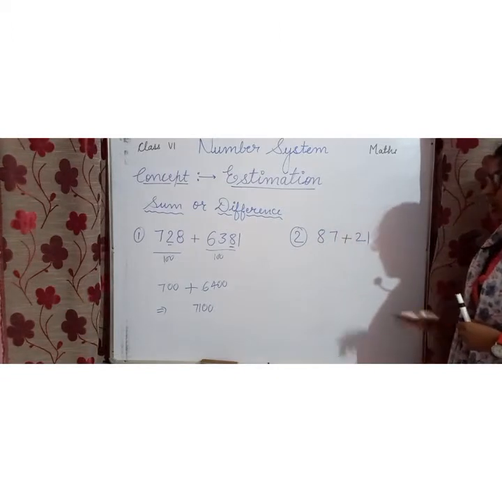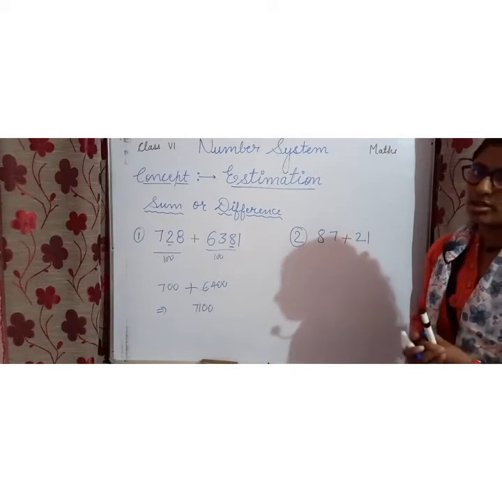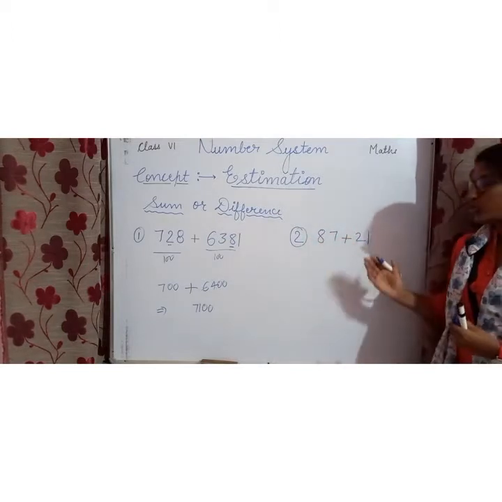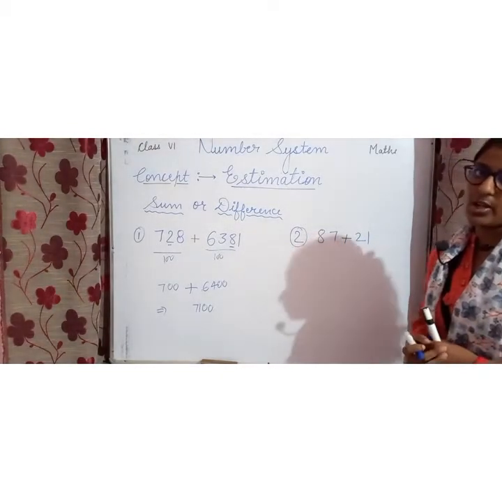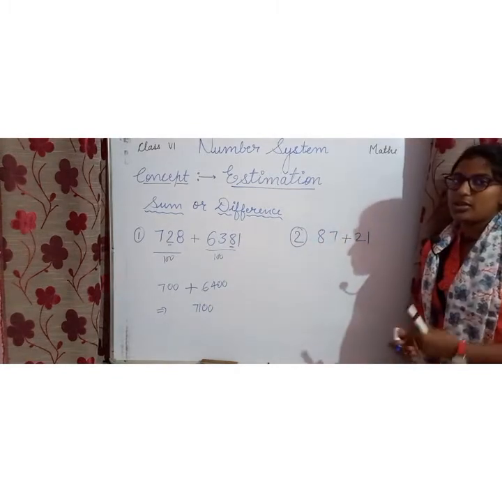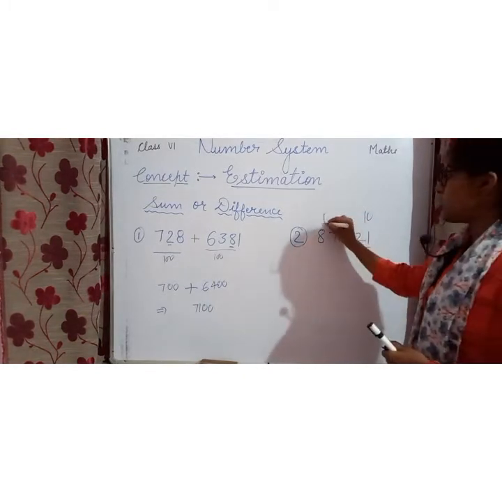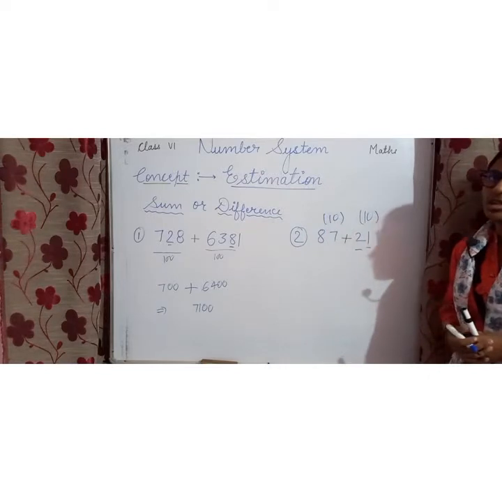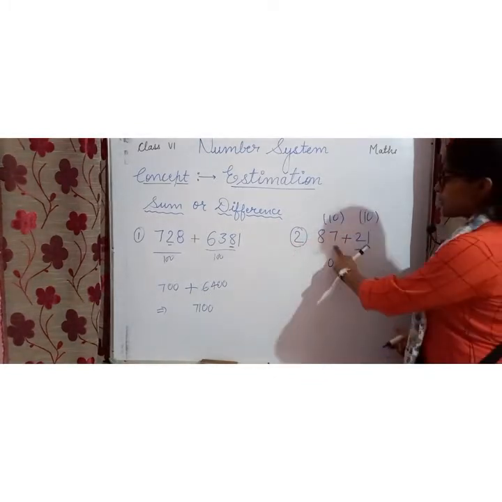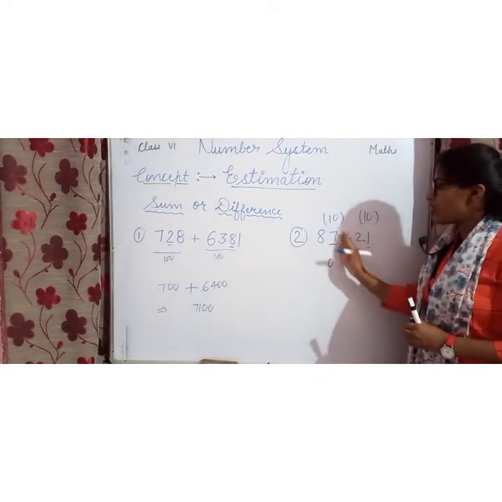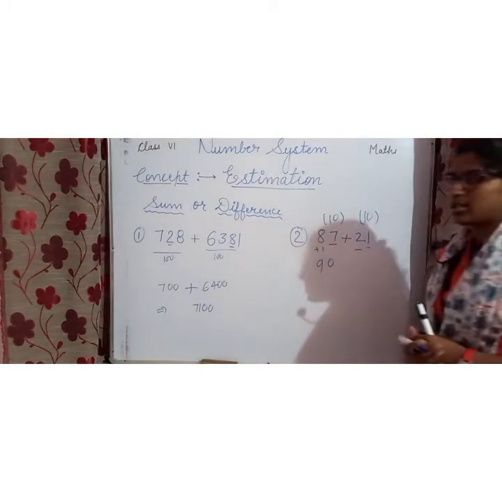87 and 21. How do you do the estimation of this sum? Firstly, we need to identify which is the smaller number. 21 is the smaller number. What is the greatest place value of 21? The greatest place value is tens. So we need to round off both numbers to the nearest tens. Rounding 87 to the nearest tens, we put 0 at the ones place. The ones digit is greater than 5, so we increase the tens place digit 8 by 1, and you get 90.